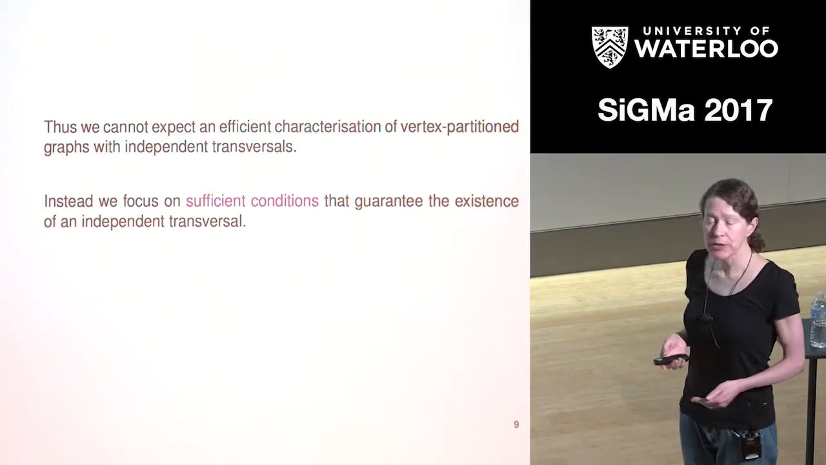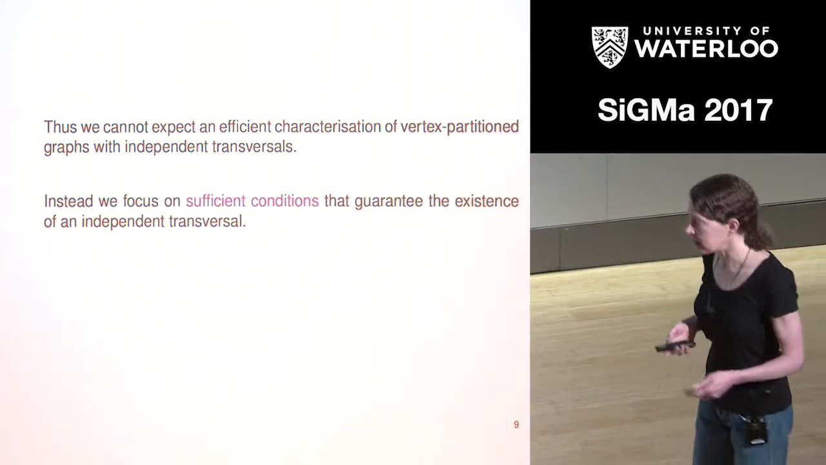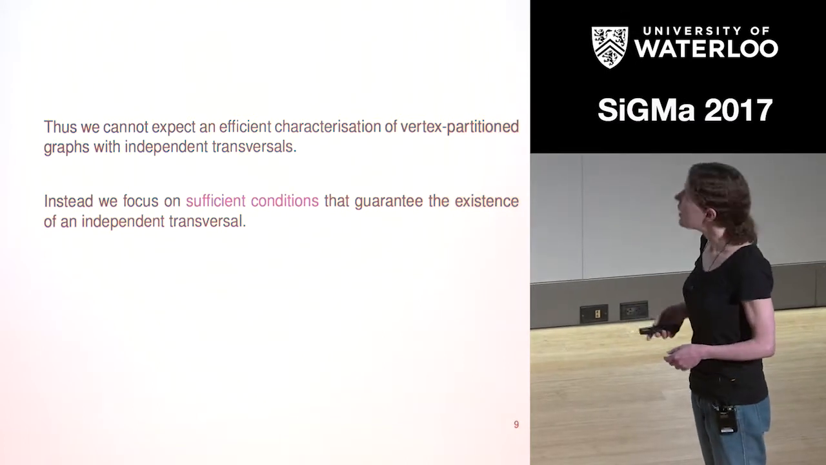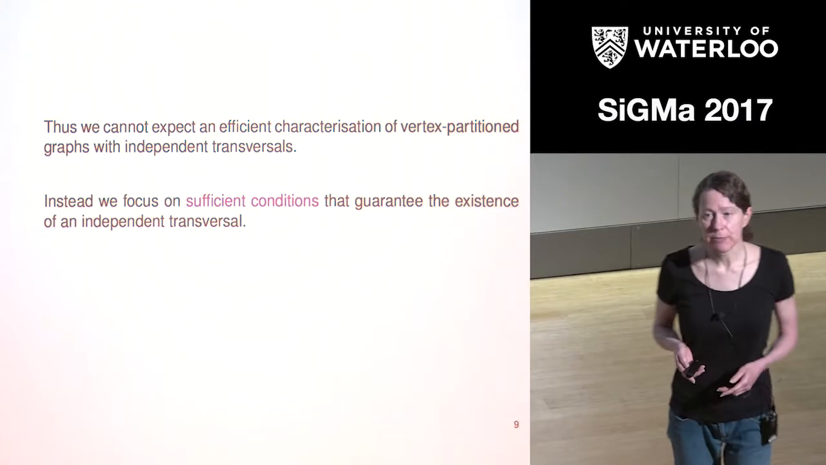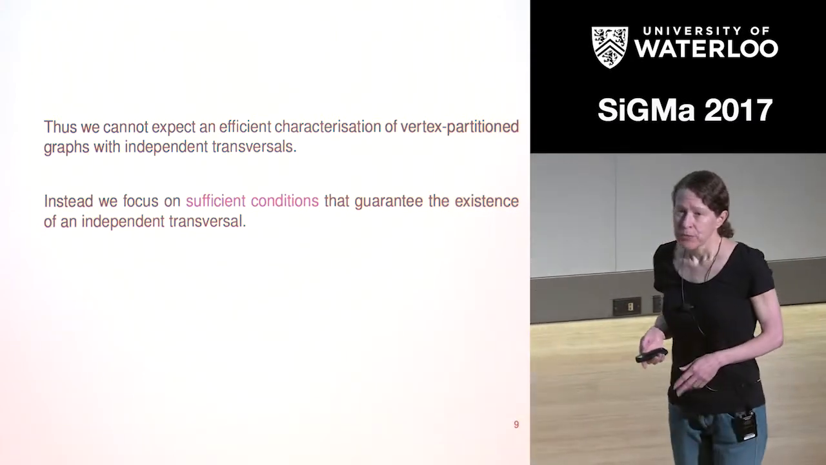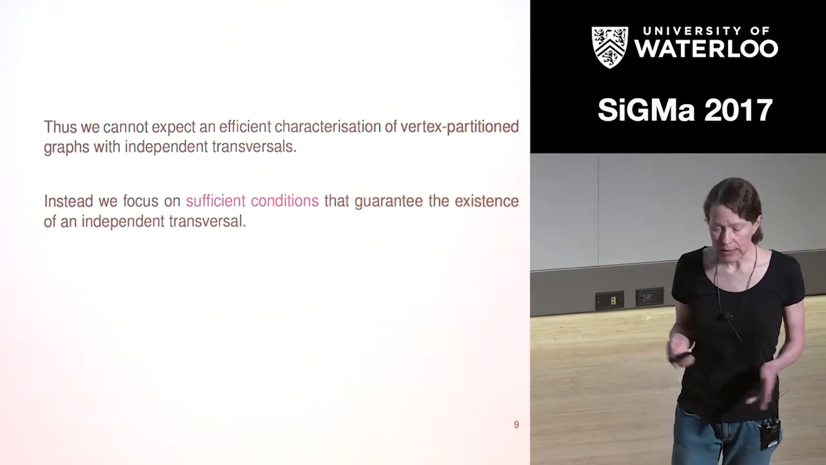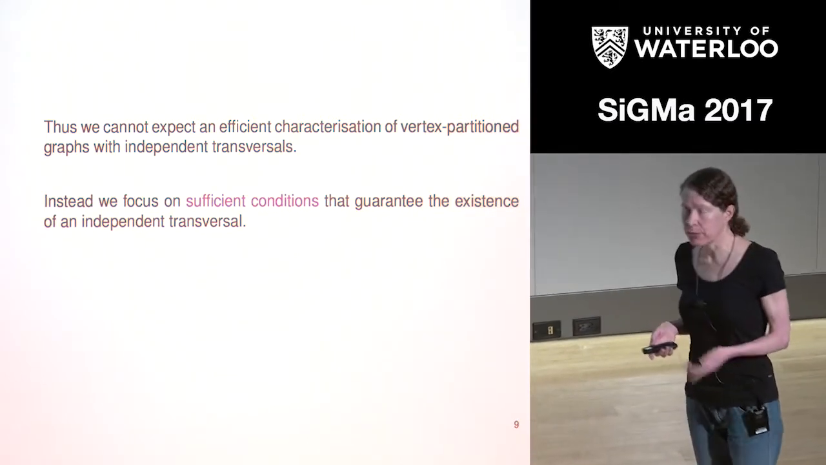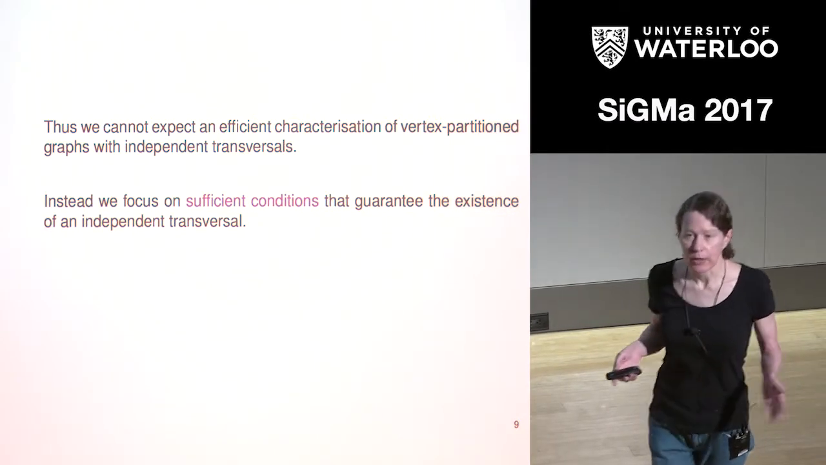So what we instead focus on is finding sufficient conditions which will guarantee that a vertex partition graph will have an independent transversal. There are several examples of such sufficient conditions. Some are easier to verify than others. So for this talk, I'm only going to focus on one of them, and it's the easiest one to state, stated in terms of parameters of the graph and the partition that are very easy to calculate or verify.